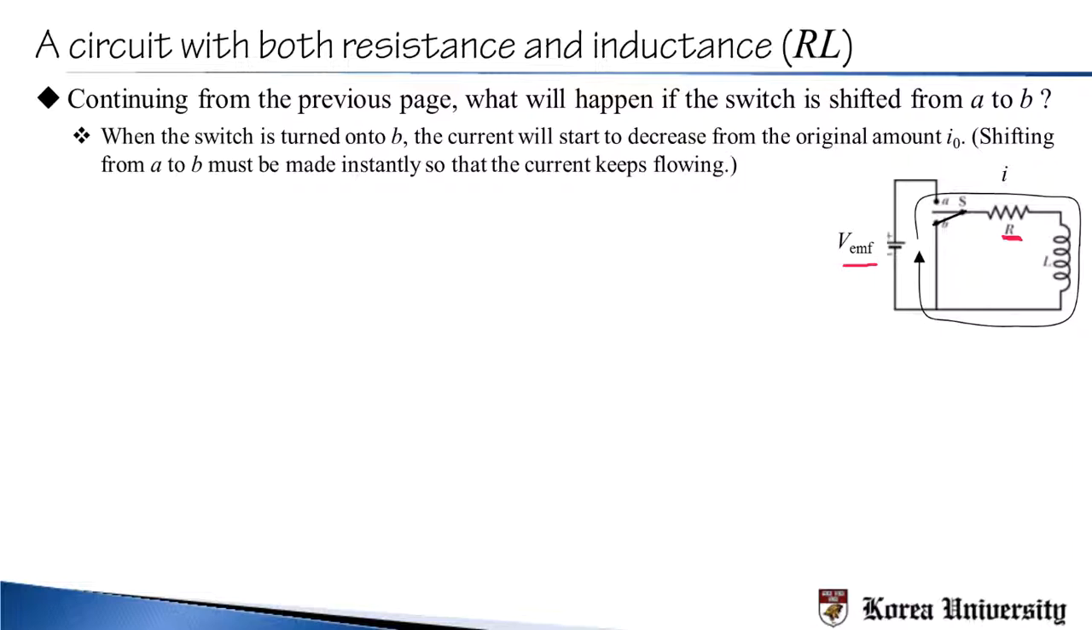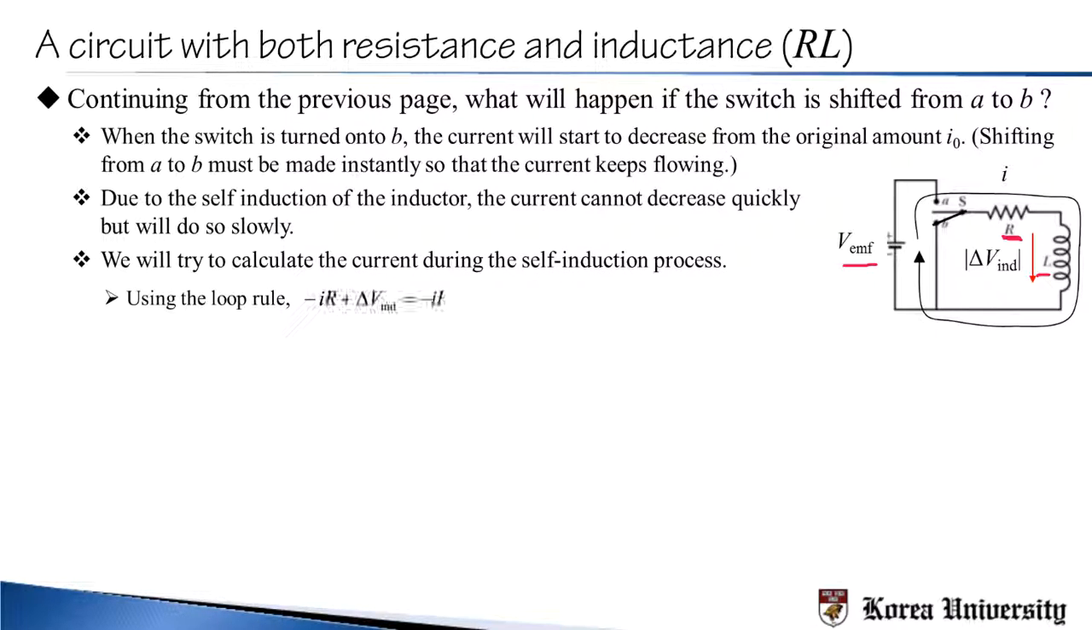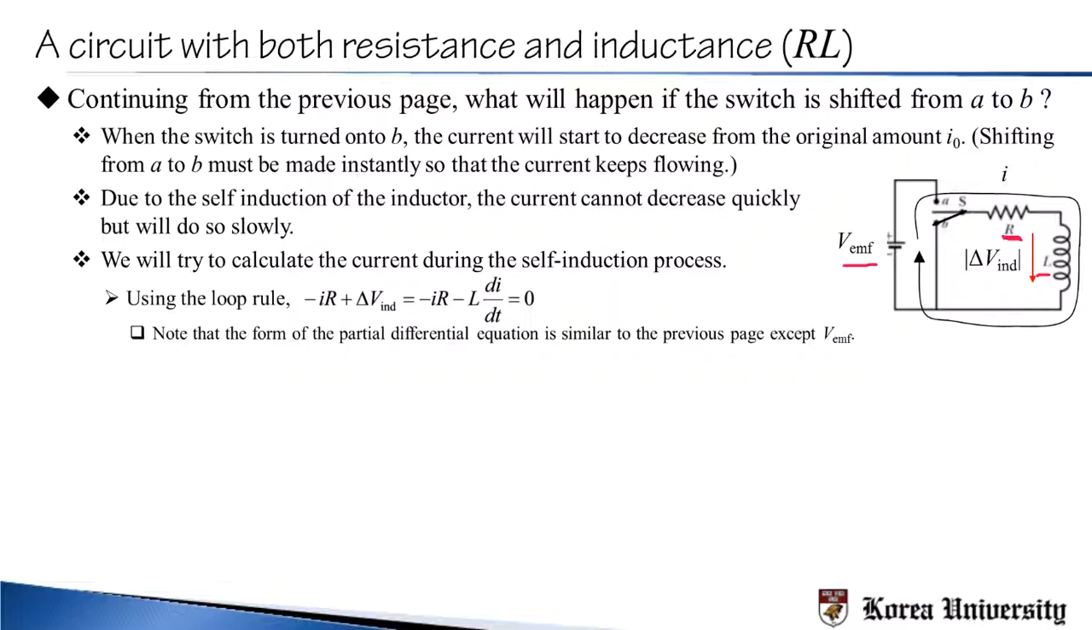But then again, this inductor does not like that change. So the current cannot quickly decrease from a large value to 0, but it will only do so very slowly. This is the situation we are going to calculate. And in this case, if you think about it again using the same loop rule, try to add all the potential differences, and the direction of the current is still the same.